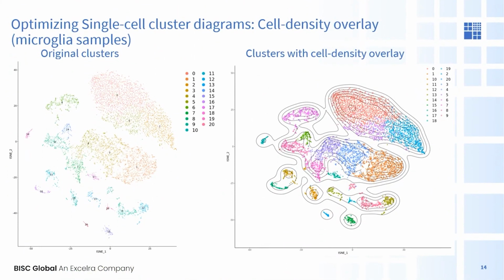The tricky part about these cell cluster diagrams is that we're trying to plot a three-dimensional map in 2D space. And so to improve upon this, we can also overlay cell density contour lines onto our two-dimensional plot to see which clusters are the most tightly packed and which might actually be more dispersed that our 2D graph doesn't necessarily show.